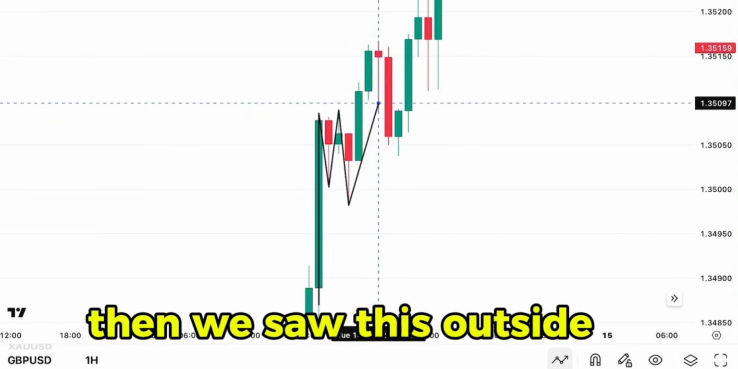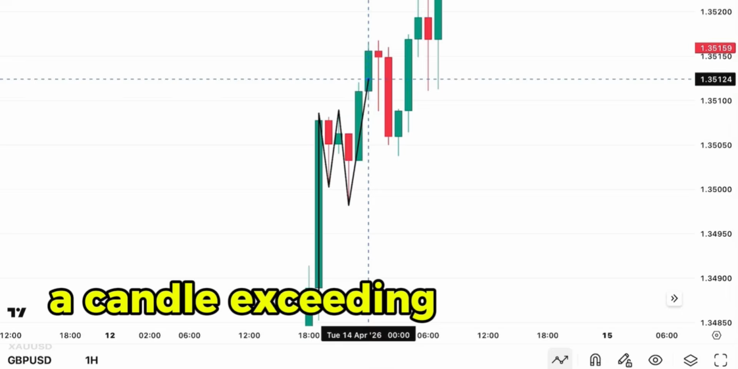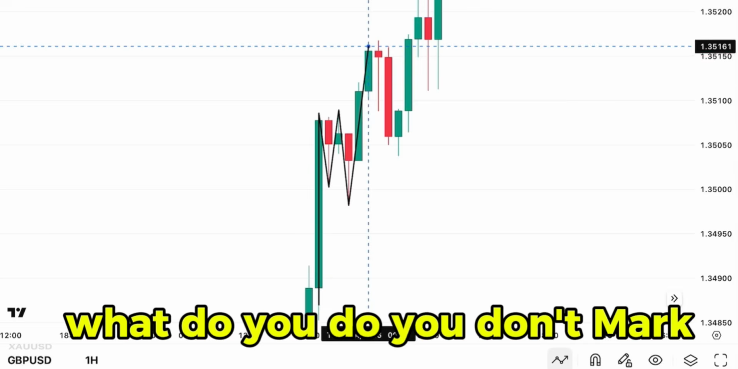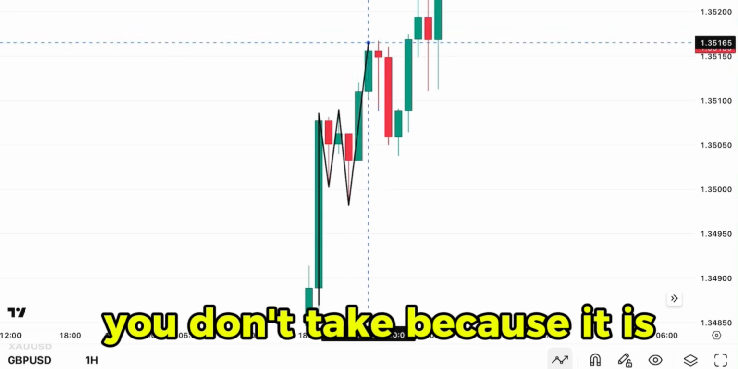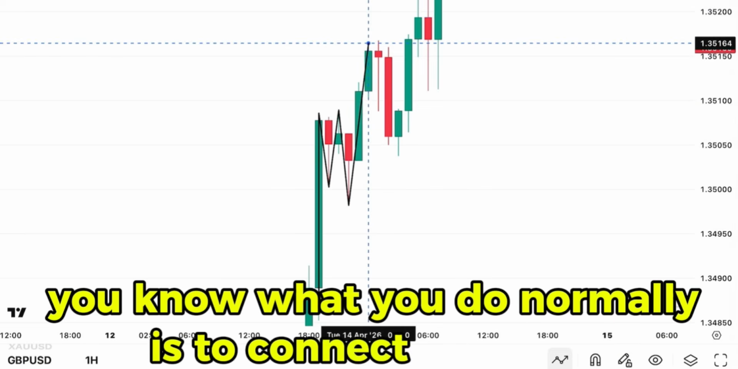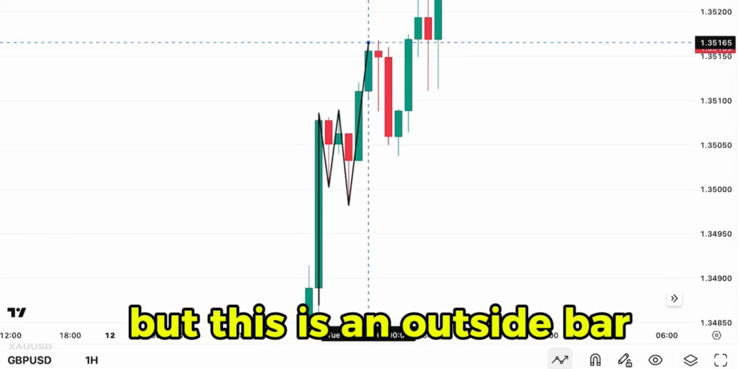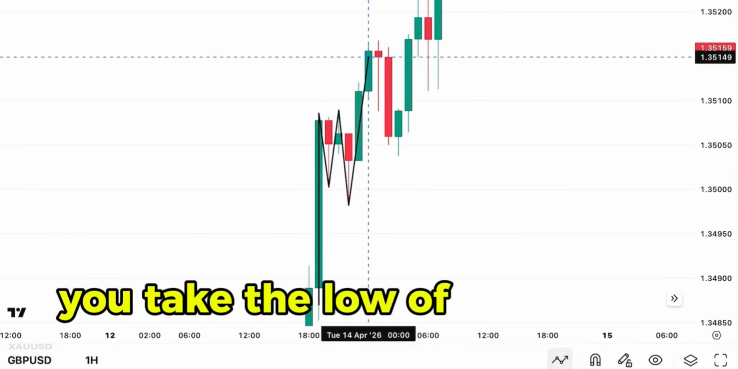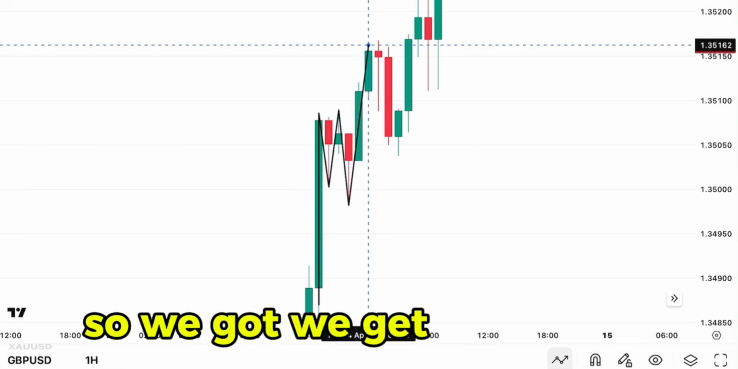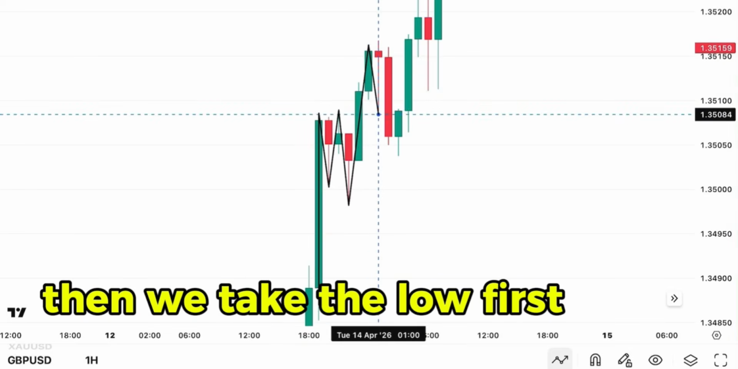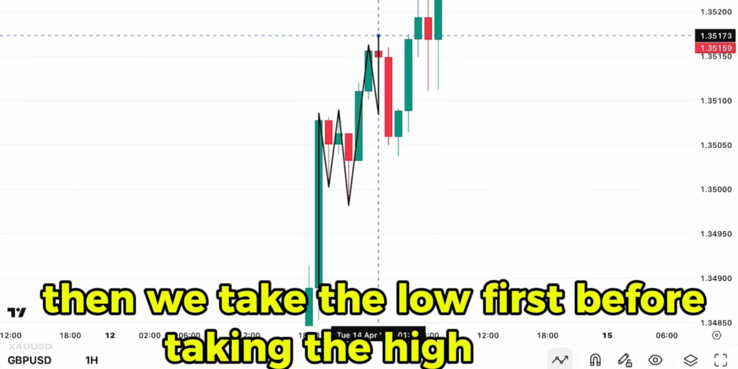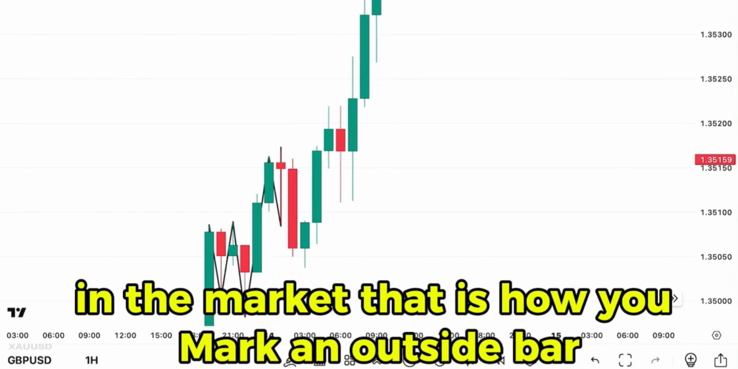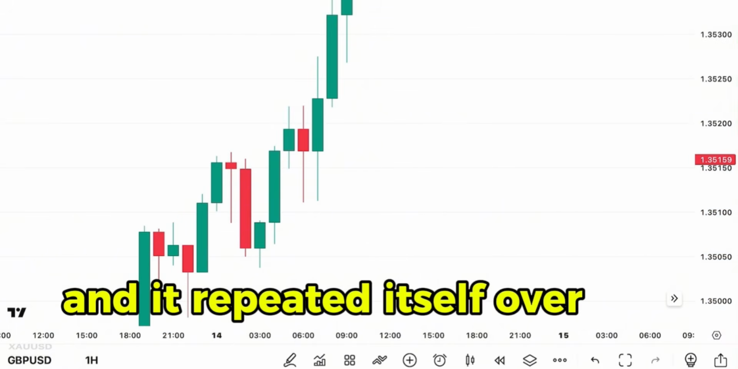Then we saw this outside bar, a candle exceeding the previous candle high and low. What you do normally is to connect the highs, but this is an outside bar, so you don't take the first high of the outside bar, you take the low of the outside bar. So we get to this level, then we take the low first before taking the high again in the market. That is how you mark an outside bar, and it repeated itself over here again.